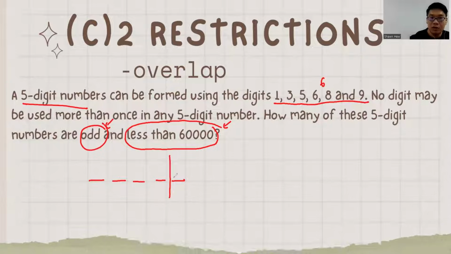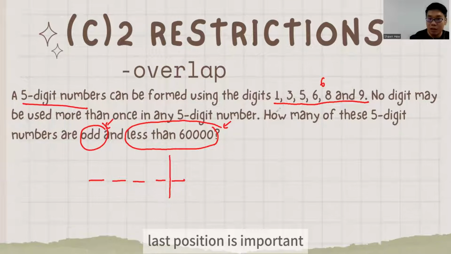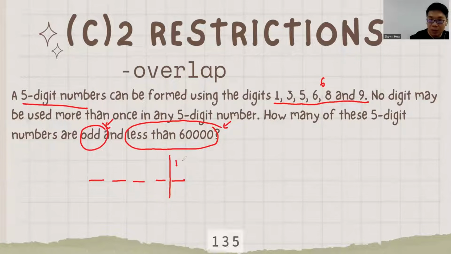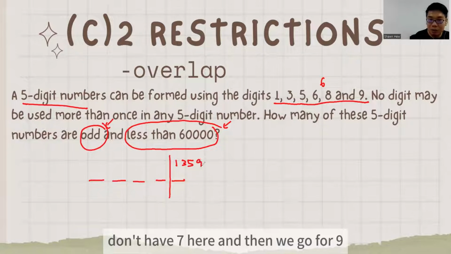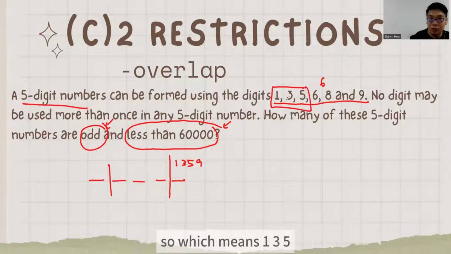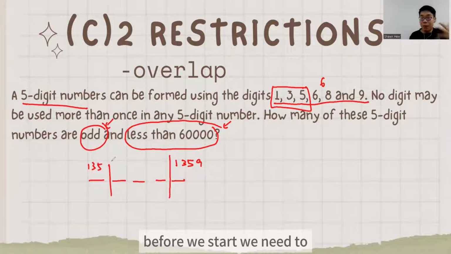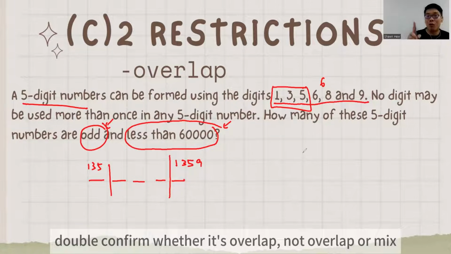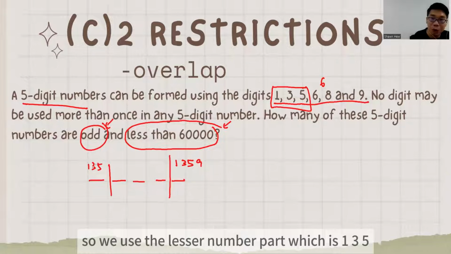So the odd last position is important. We can choose from 1, 3, 5, don't have 7 here, and then we go until 9. Okay. How about less than 60,000? So less than 60,000 is this, which means 135. Before we start, we need to double confirm whether it's overlap, not overlap, or mixed. So we use the lesser number part, which is 135.